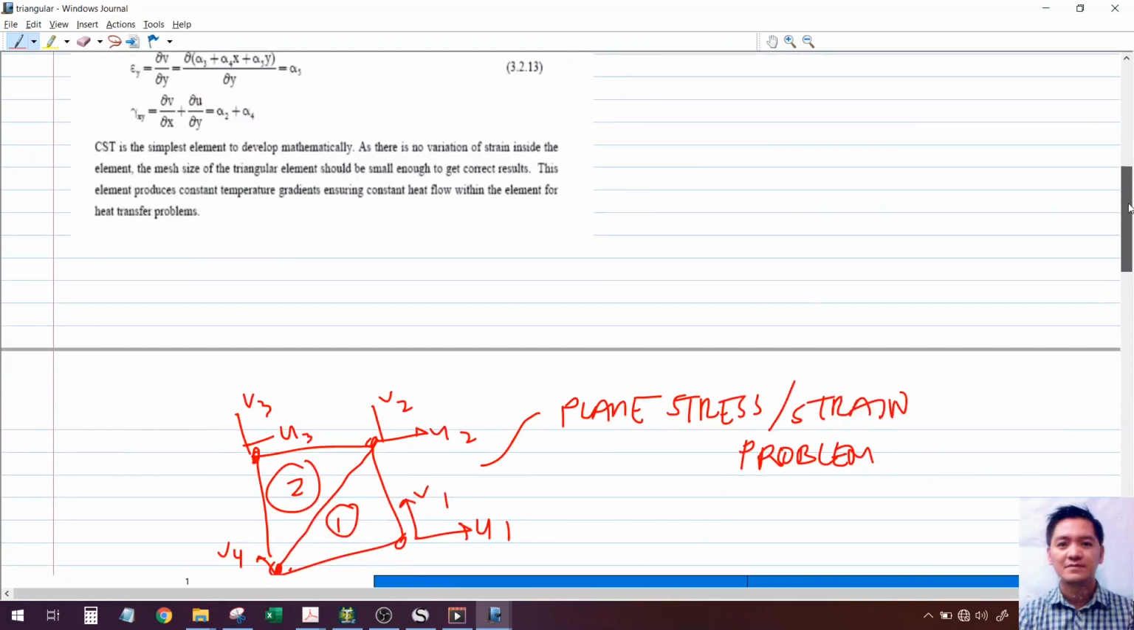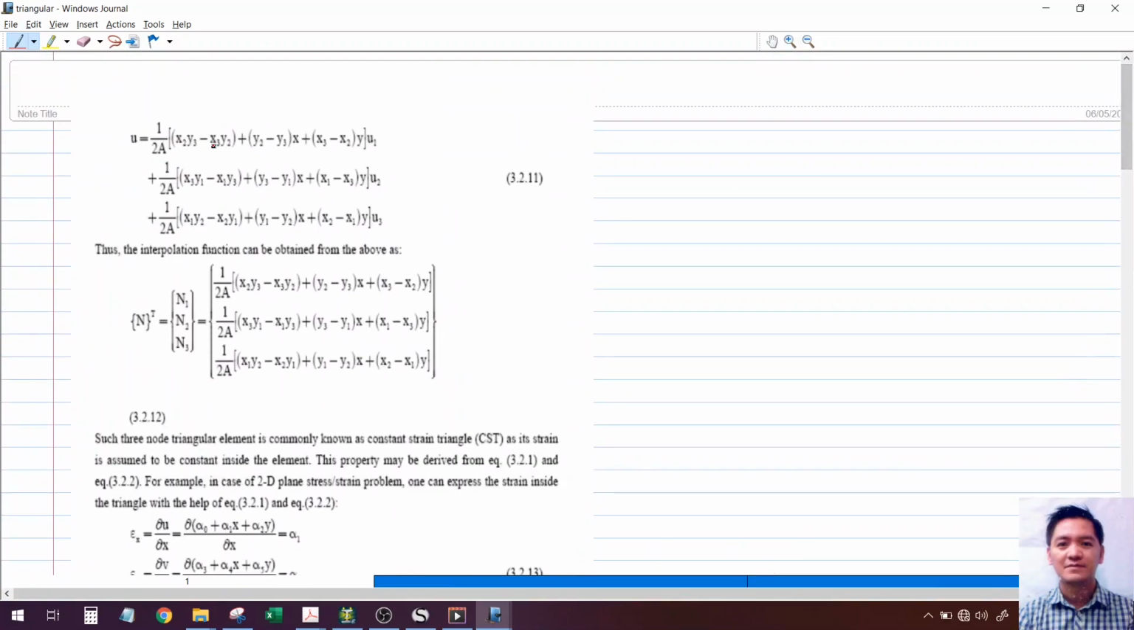Okay? Now, if we expand yung u, it will be like this. 1 over 2a, x2, y3, u1, 1 over 2a, u2. Okay. We know that u is equal to n, the u, Ni, ui. Okay. Shape function. These are the shape function. Okay. So, ganyan basically yung concept ng FEM, no? We introduce a shape function to an unknown displacement.